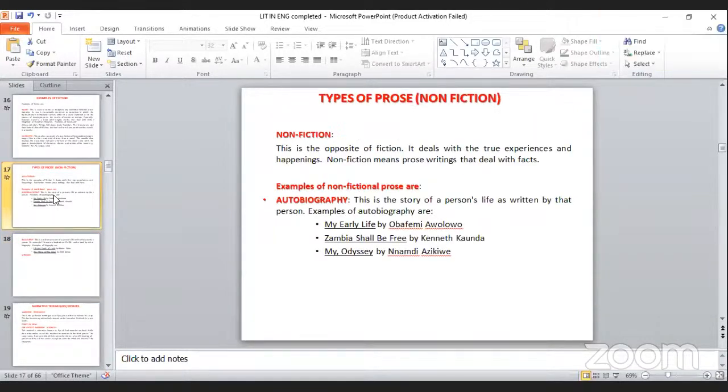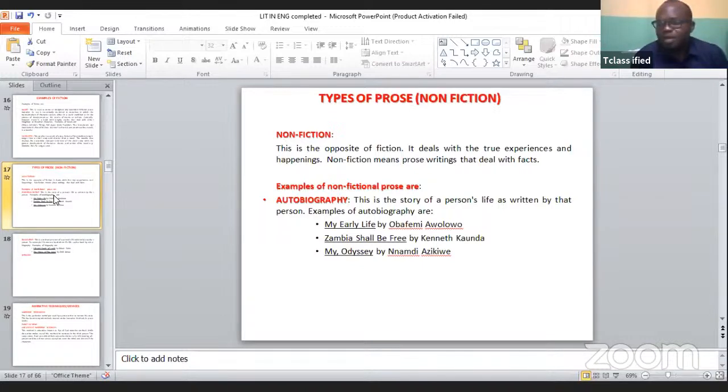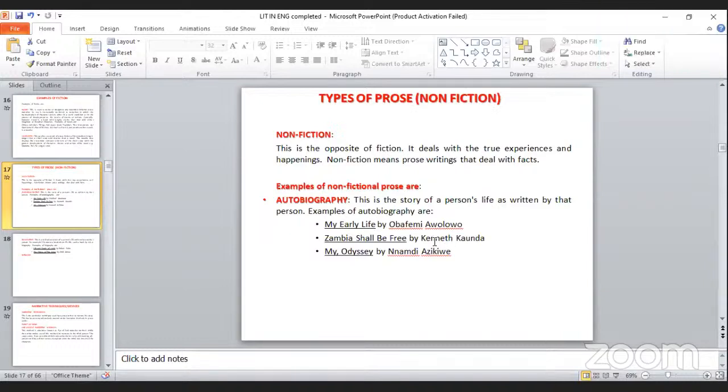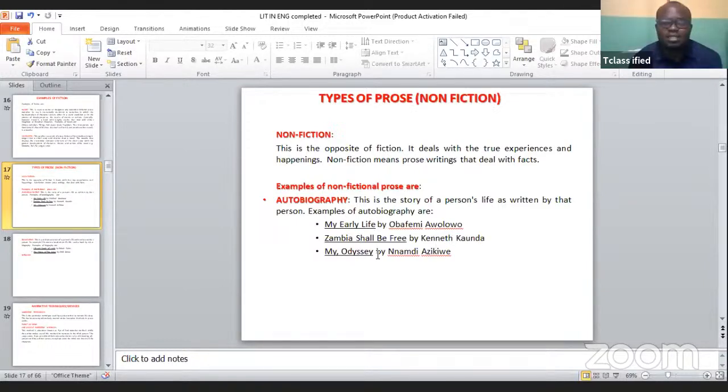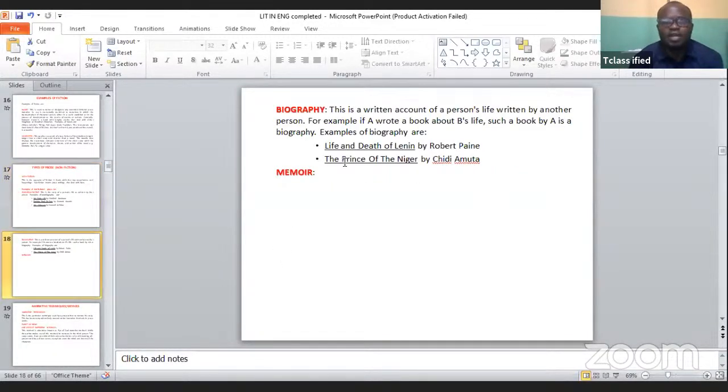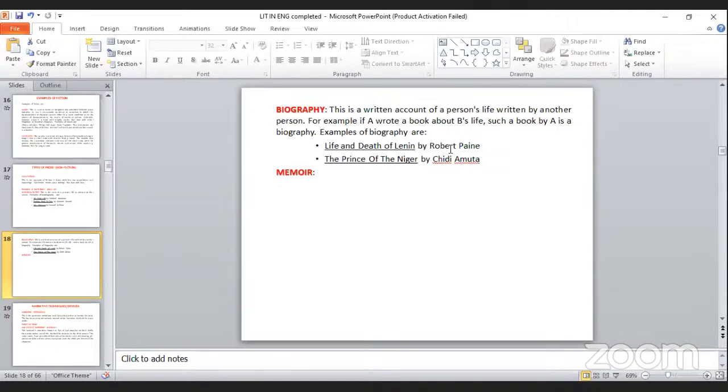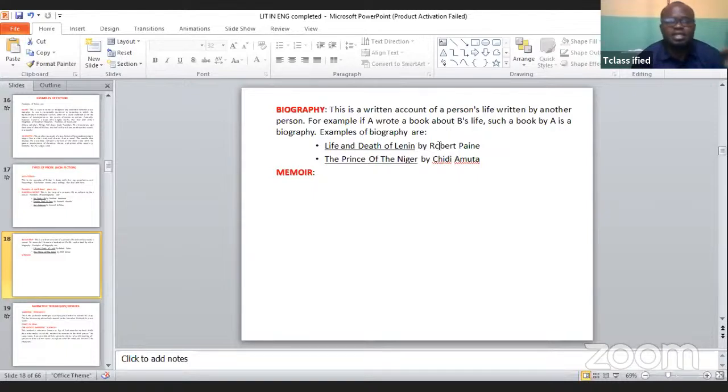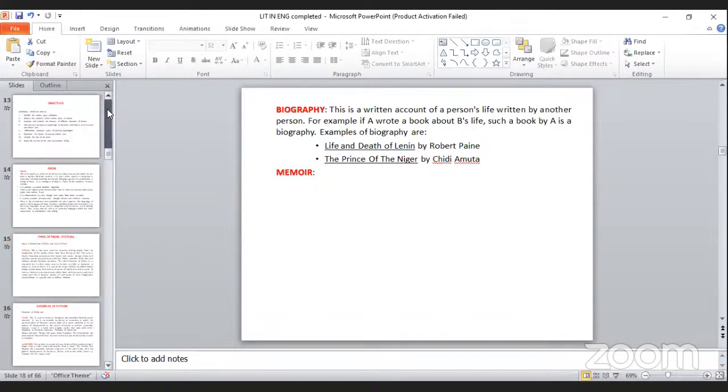I would say that good examples are My Early Life by Obafemi Awolowo. So this, My Early Life, is a story about Obafemi Awolowo, and it was written by Obafemi Awolowo. And Zambia Shall Be Free is a story about Kenneth Kaunda, and it's written by Kenneth Kaunda. And My Odyssey is a story about Nnamdi Azikiwe, and it's written by Nnamdi Azikiwe. So we call them autobiography. But biographies are stories about somebody's life, but written by another person. Life and Death of Lenin is written by Robert Payne. So you can see a different person writing about a different person.